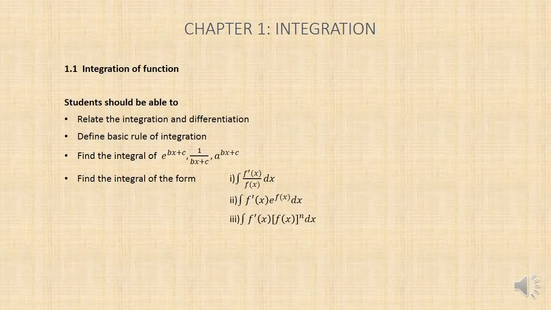In this subtopic, students should be able to relate the integration and differentiation, define basic rule of integration, find the integral of e power of bx plus c, 1 over bx plus c, and a power of bx plus c. And students should be able to find the integral of the form f prime x over fx, f prime x times e power of fx, and f prime x times fx power of n.